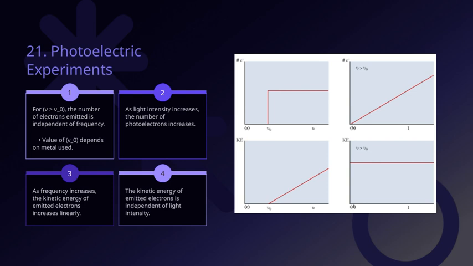First, you'll notice that the kinetic energy of the emitted electrons is actually independent of light intensity. This means that no matter how bright the light is, it doesn't affect how much energy each electron carries away.